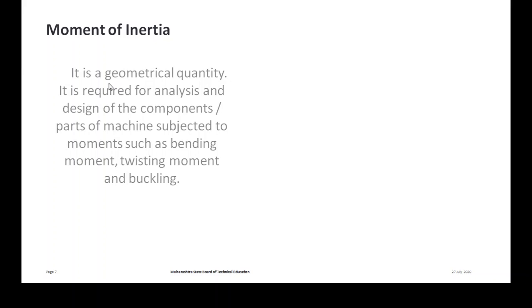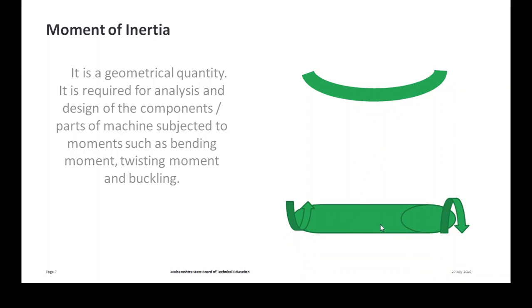Moment of inertia is a geometrical quantity. It is required for analysis and design of the components, parts of machine subjected to moments such as bending moment, twisting moment and buckling. The figure shows a member subjected to bending moment. Another figure shows a shaft subjected to twisting moment. Both these members require calculation of moment of inertia for their analysis and design.